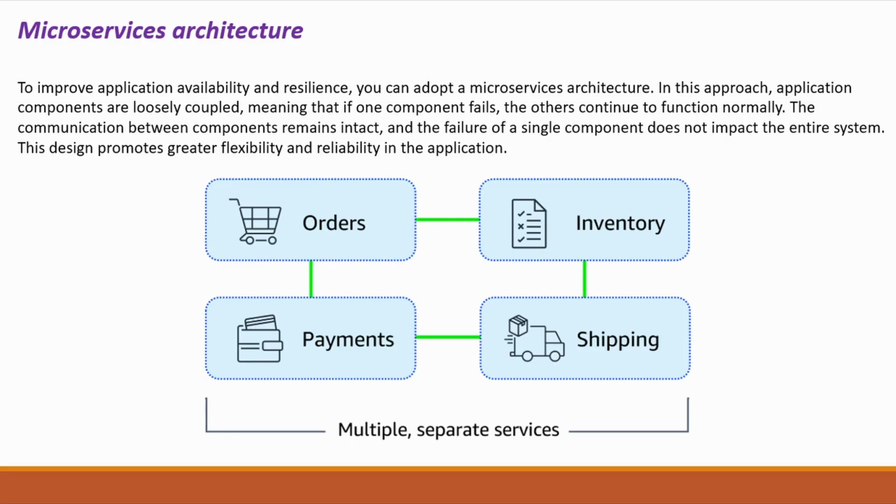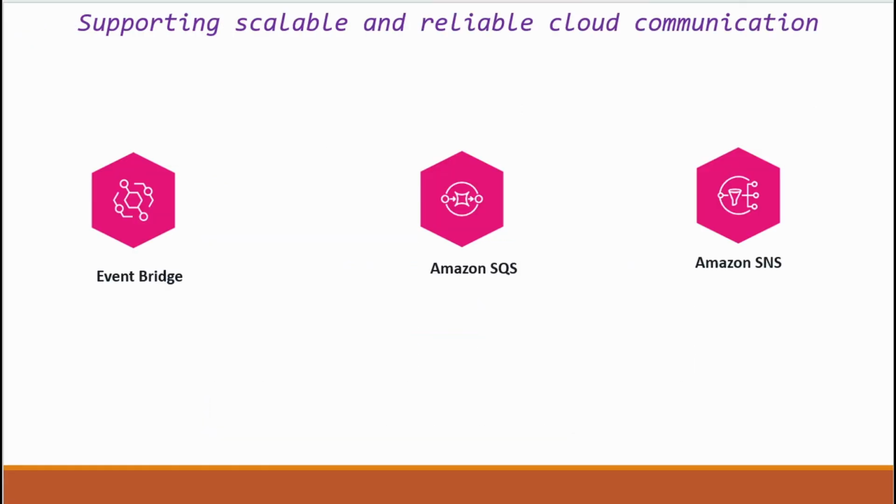Now, the last topic for this video I want to touch on is how we can support scalable and reliable cloud communication. For this, Amazon EventBridge, Amazon SNS, and Amazon SQS are AWS services that help different parts of an application communicate effectively in the cloud. These services support building event-driven and message-based systems. Together, they help create scalable, reliable applications that can handle high traffic and can enhance communication between components.